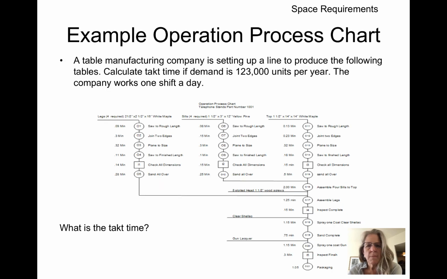So as an example, if we look at this pretty complex operation process chart, it does show you all the different things that need to be done and the minutes that it takes to do it. In this example, we're just going to look at takt time initially, but a table manufacturer wants to produce the following tables and calculate the takt time if demand is 23,000 units per year. The company works one shift a day. So the question is, what is the takt time?